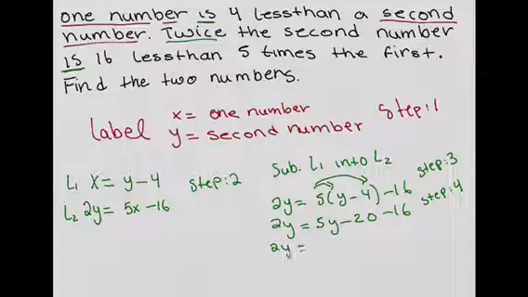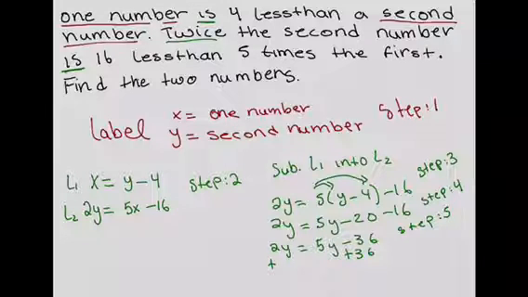I'm going to combine like terms. So negative 20 and negative 16 gives me negative 36. That was my step 5. I'm going to add 36 to both sides. Oops. That was a mistake that I do not want to make. So let's take that one out. Erase. Okay, there. Continue. Sorry.